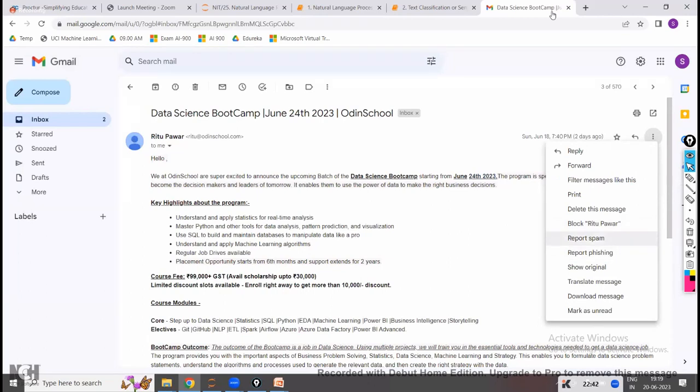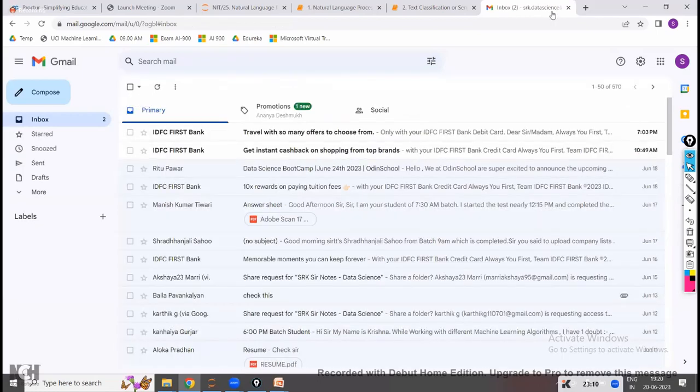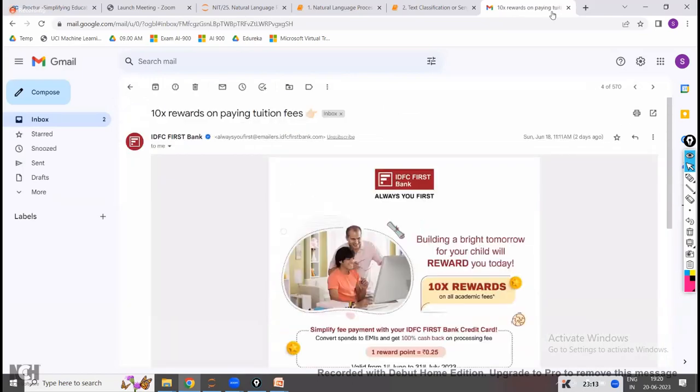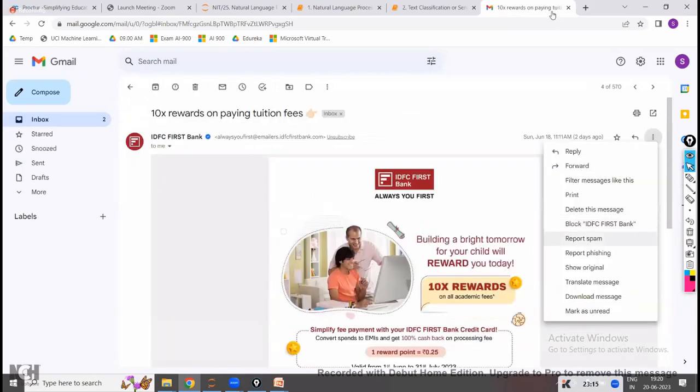If I click on report spam, what happens is that in the future these words also will be associated with spam. Along with whatever I had earlier, these words also will be added to the spam mails. This count also will be added. Got the point? For example, I have received something from IDFC Bank, and I have clicked on report spam.